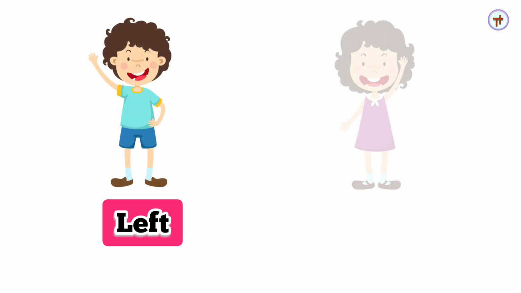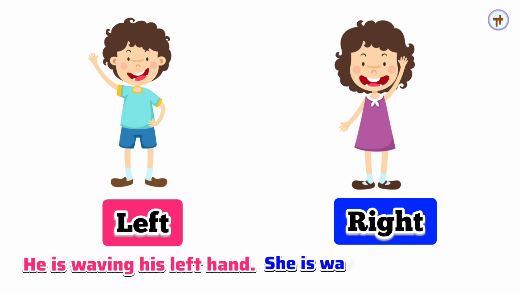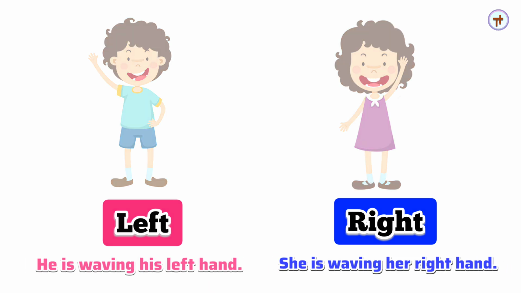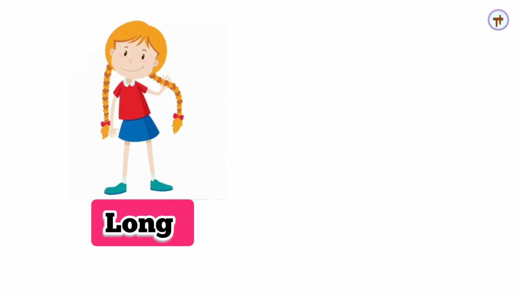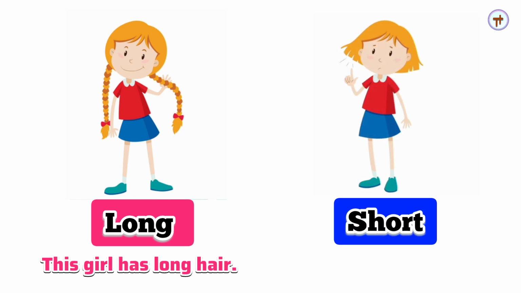Left, right. He is waving his left hand. She is waving her right hand. Left, right. Long, short. This girl has long hair. This girl has short hair. Long, short.